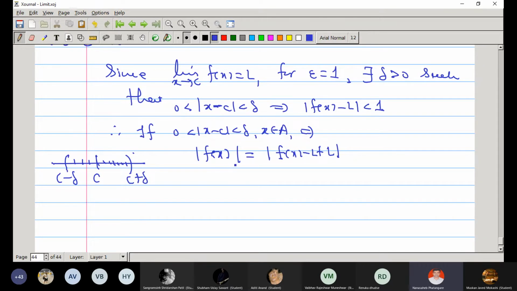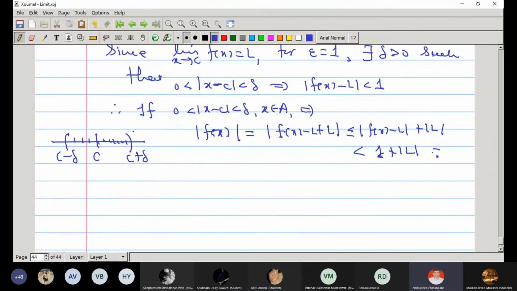And then I am looking at what is f(x), but I will add and subtract L. By the triangle inequality, |f(x)| is at most |f(x) minus L| plus the absolute value of L. What should I write next? It's less than 1 plus the absolute value of L. Is it a finite quantity? Yes. Now can I call this my M which I wanted to produce? Yes.